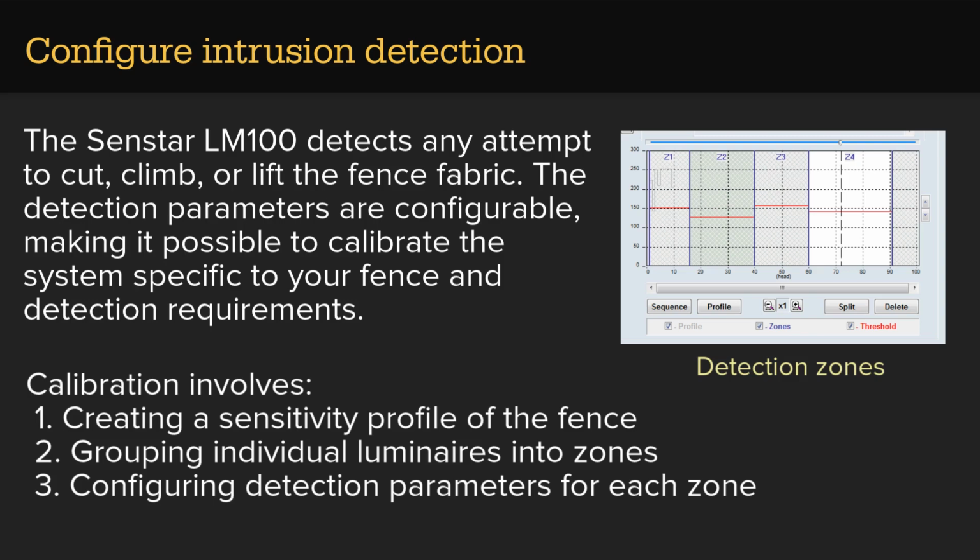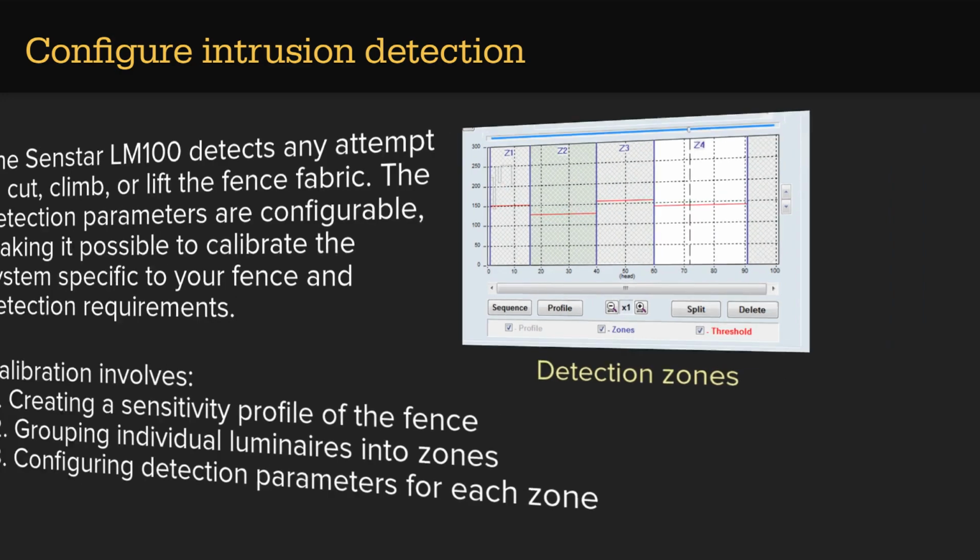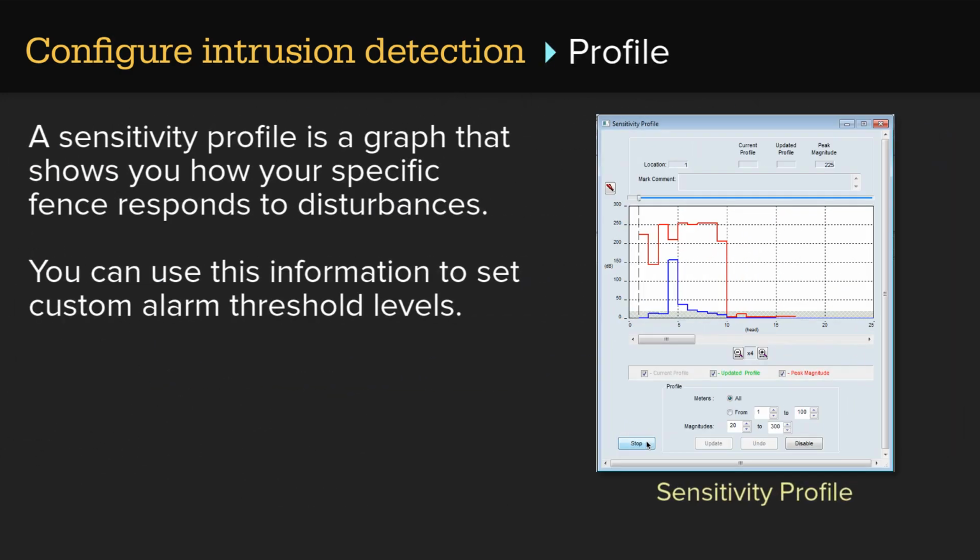Calibration involves creating a sensitivity profile of the fence, grouping individual luminaires into zones, and configuring detection parameters for each zone. A sensitivity profile is a graph that shows how your specific fence responds to disturbances. You can use this information to set custom alarm threshold levels.